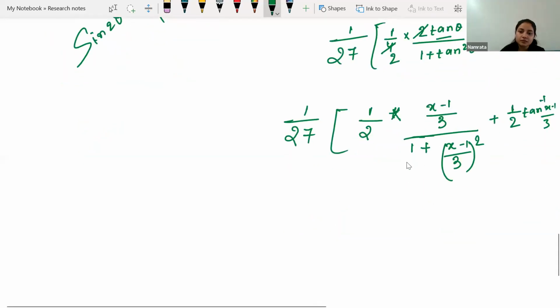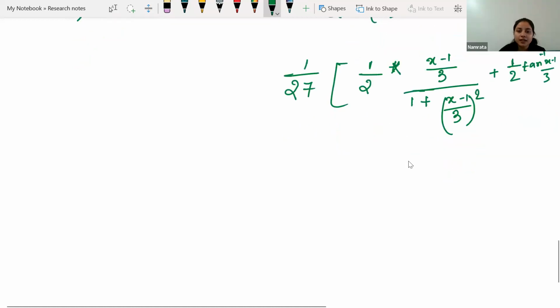Let's move ahead. From here we can take out 1 by 2 common. We will be having 1 by 54. 7 2 times 14. Yeah.